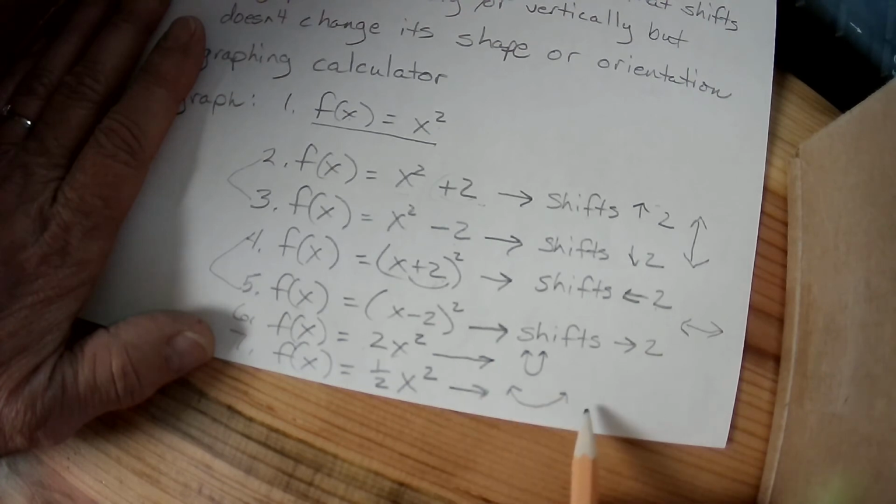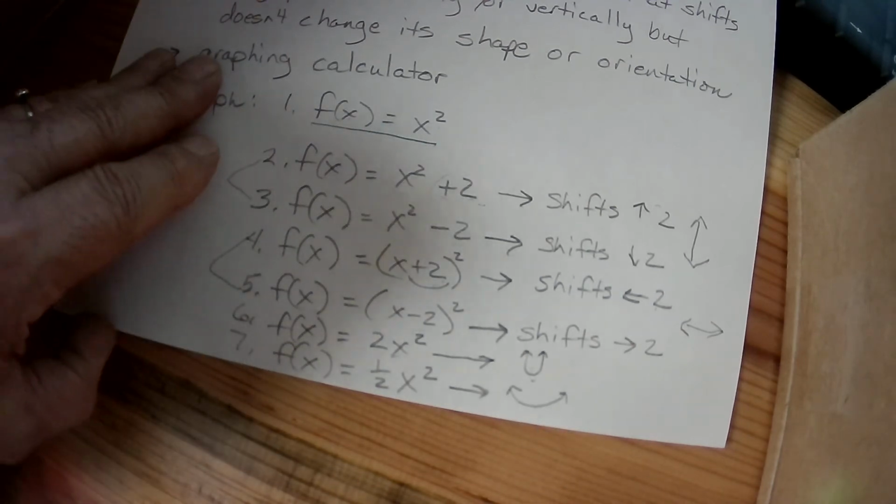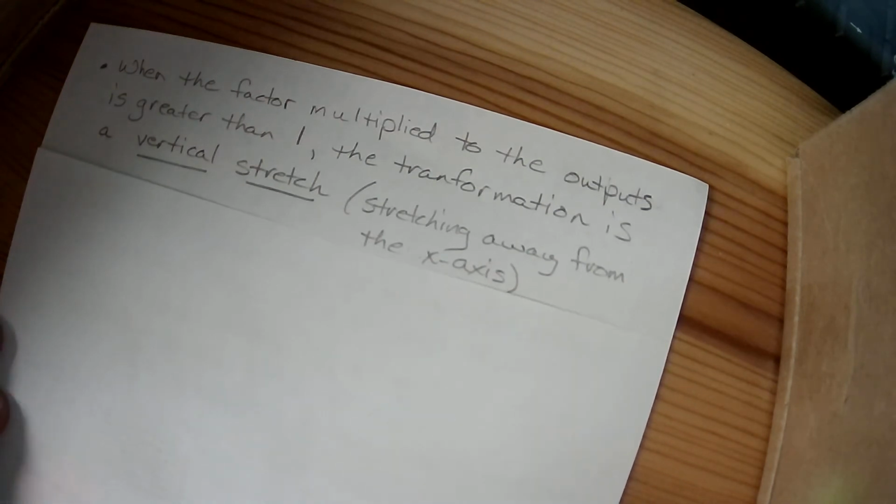We're going to talk about this later with notes, but I'm just going to tell you right now, this is called a vertical stretch. This is called a vertical shrink. This is stretching away from the x-axis. This one is shrinking towards the x-axis. All right, so now, I guess we're going to talk about that right now. I forgot that was next.